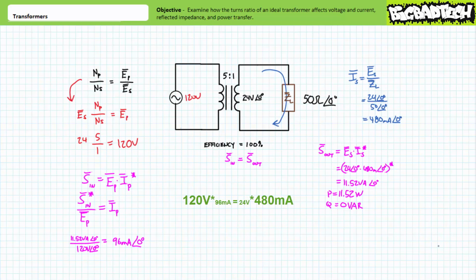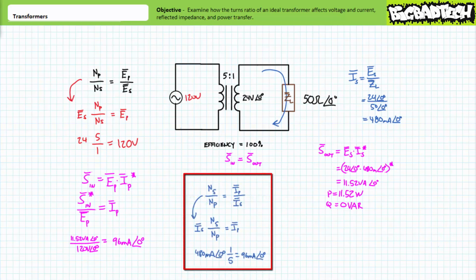In contrast, the secondary provides low voltage, high current output, where the output power again is a product of voltage and current, and is also 11.5 volt amperes. Additionally, using our previously demonstrated inverse relationship between turns ratio and current, we can also solve for current directly without having to solve for a power intermediary.